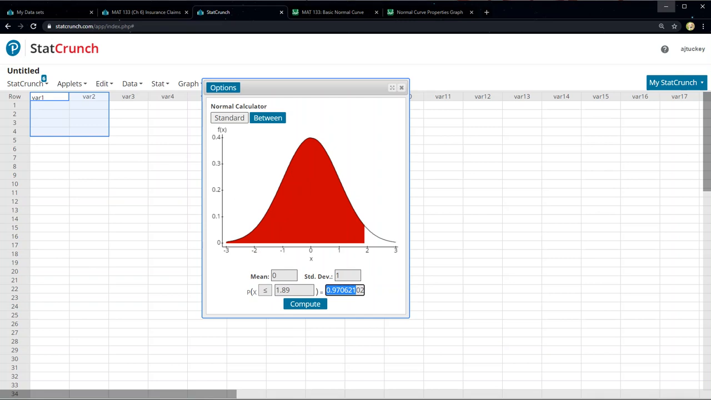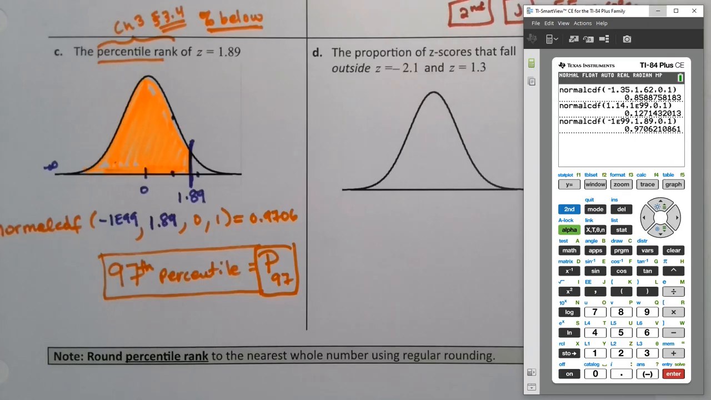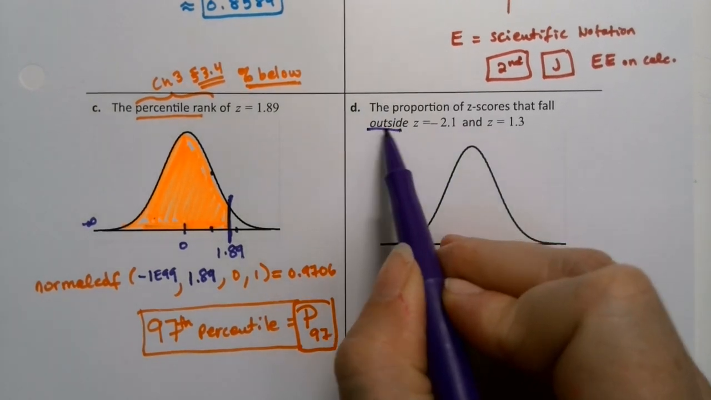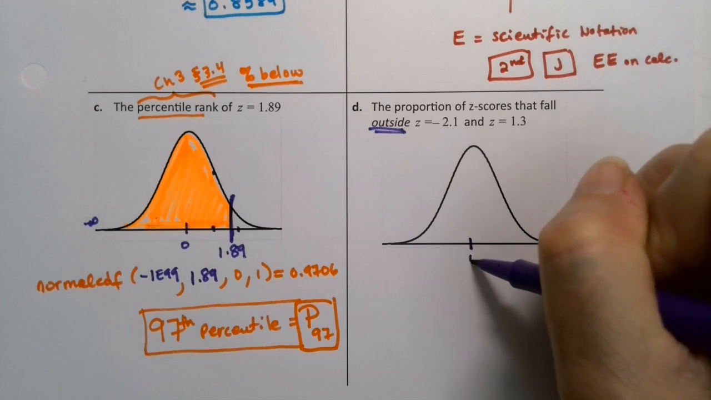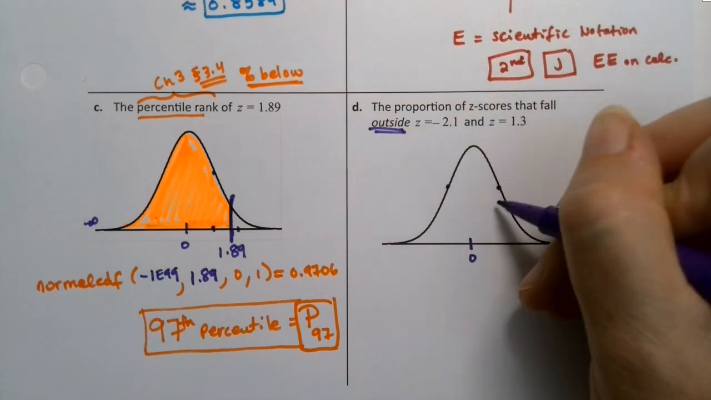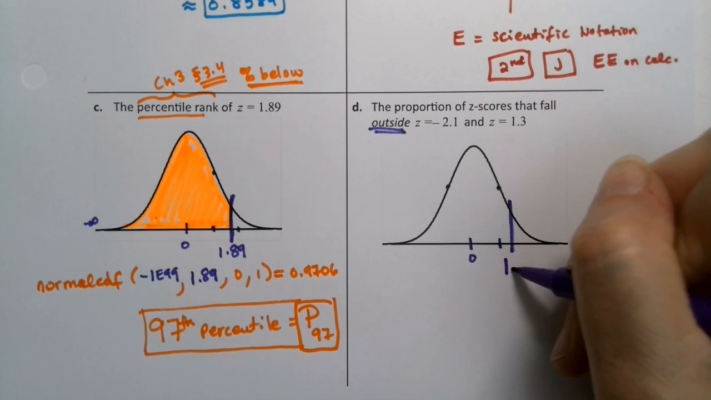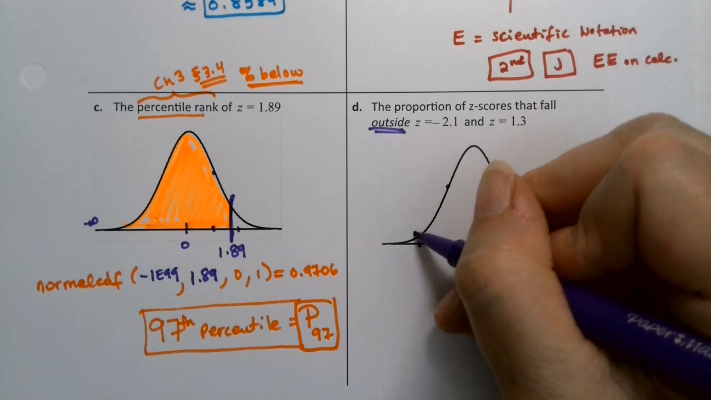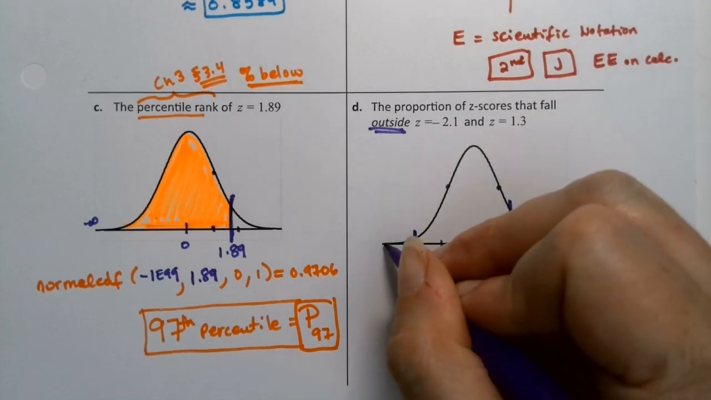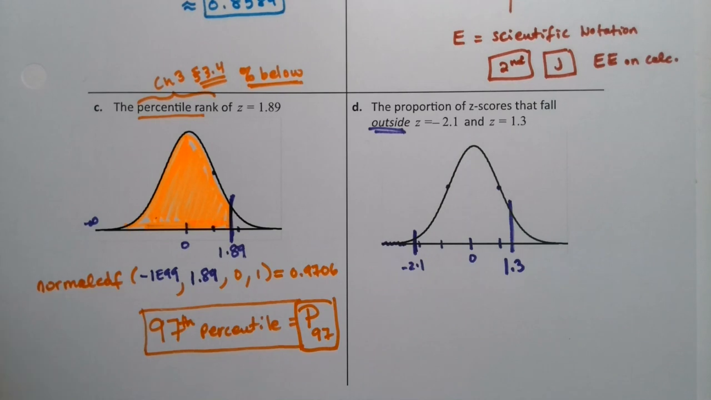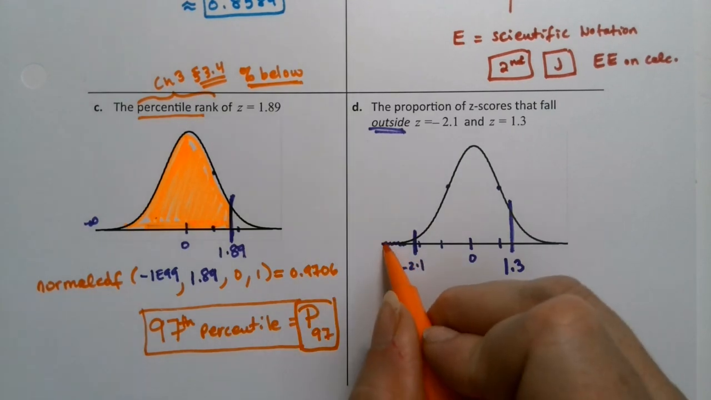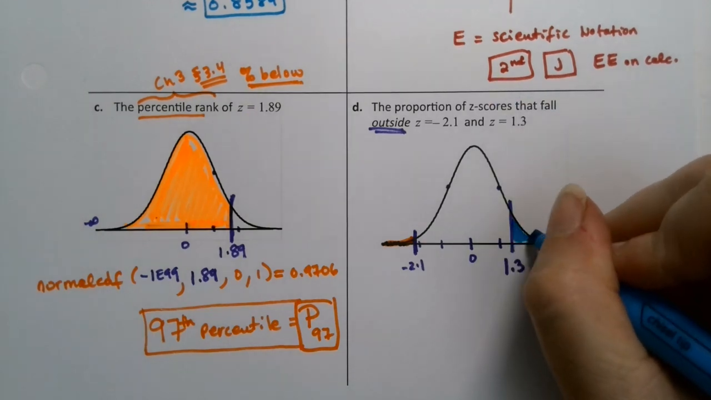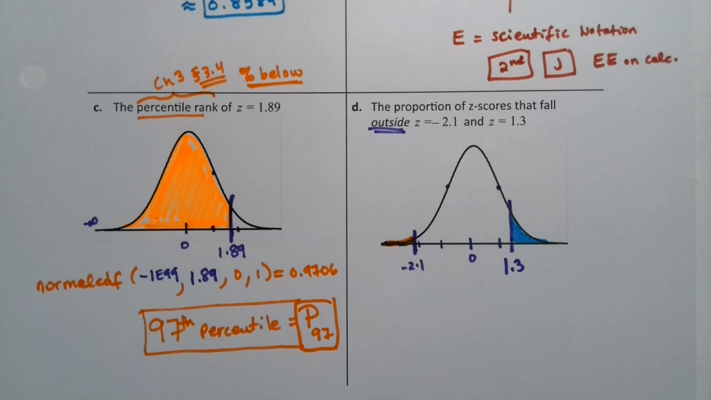All right, last one is a little tricky. This is the only one that's tricky kind of in both of them, which is the proportion of scores that fall outside, and that's key, outside of negative 2.1 and positive 1.3. Okay, so 1.3 is about here. Negative 2.1 is right there. So I want to be over here in this zone. I'll do orange over here, and I'll do blue over here. If you're going to be outside, that means that you need to be in one of those two zones.